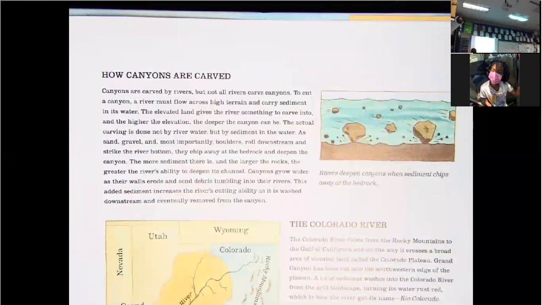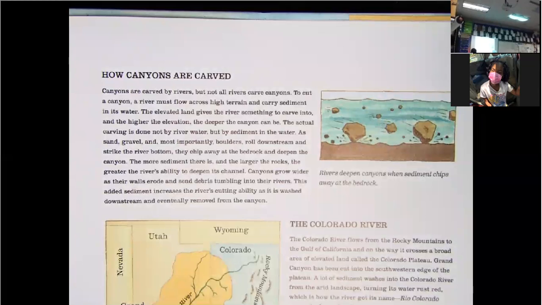Canyons grow wider as their walls erode and send debris tumbling into their rivers. This added sediment increases the river's cutting ability as it is washed downstream and eventually removed from the canyon. Rivers deepen canyons when sediment chips away at the bedrock.